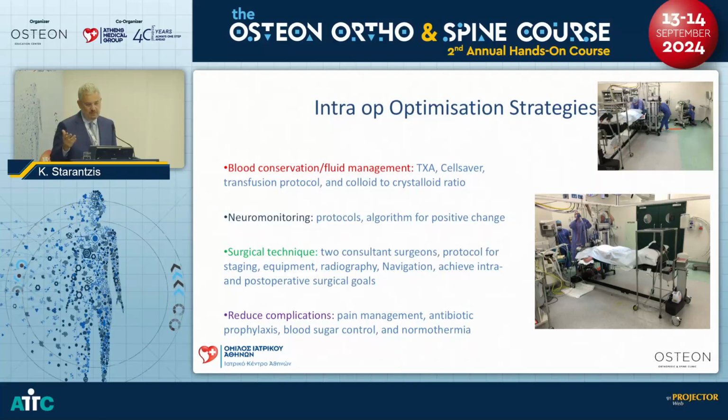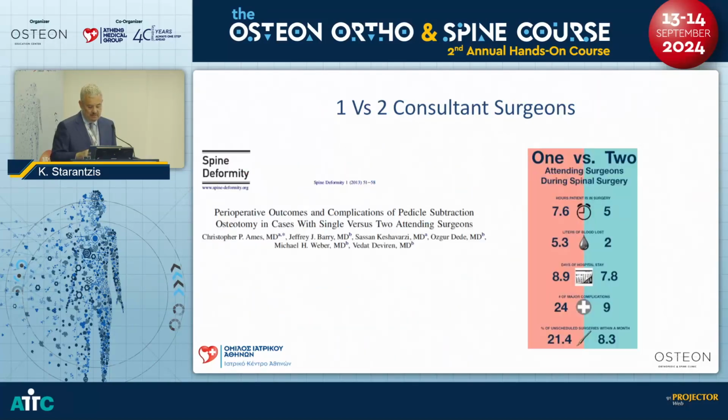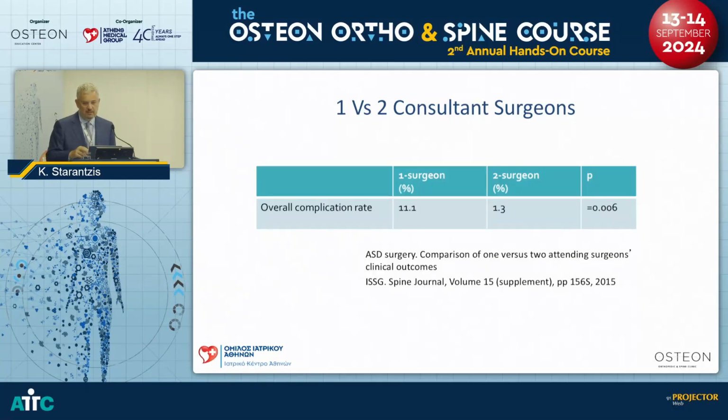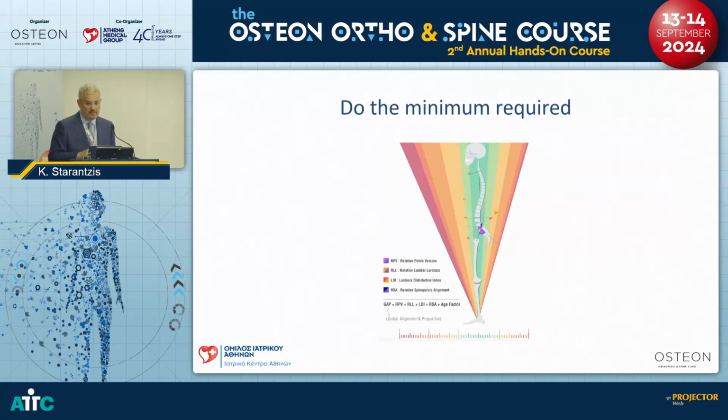So antibiotic prophylaxis, of course, is important post-operatively for me. I give antibiotics until the drains are out. If any concerns with the wound, I keep the antibiotics. Blood sugar control for the diabetic is crucial, as is normothermia. So I mentioned the two consultants. There are lots of studies to support that, but I don't think we need studies for that, because we all know with a good colleague next to us, the outcomes are better.